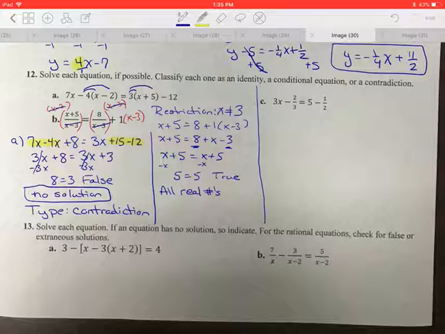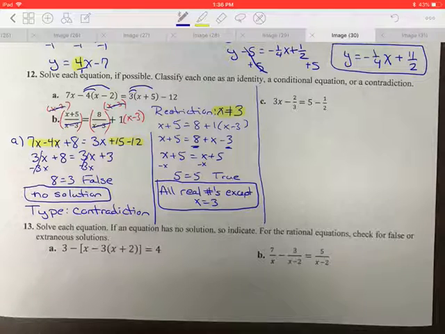But remember, on this one, I do have a restriction. So I can't have x to be 3. So I'm just going to say all reals except x equals 3. So that means anything will work as a solution except for 3. In this type of equation, where your x's drop out and you get a true statement, this is known as an identity.